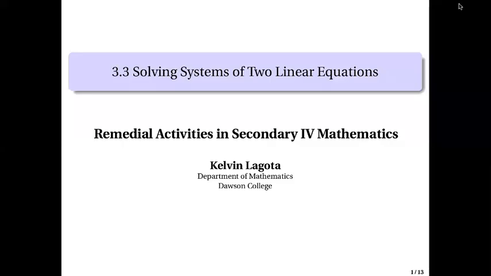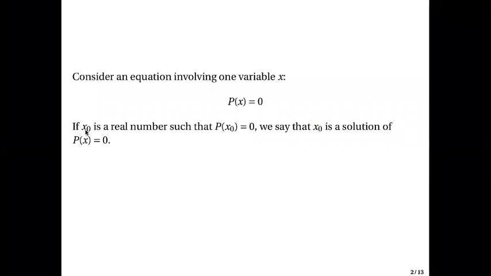So for section 3.3, we will be discussing solving systems of two linear equations. Recall that if we have an equation involving one variable, say p of x equals 0, okay? If x sub 0 is a real number such that when you replace the x with x sub 0 the equation holds true, so p of x sub 0 equals 0, we say that x sub 0 is a solution of the equation p of x equals 0.